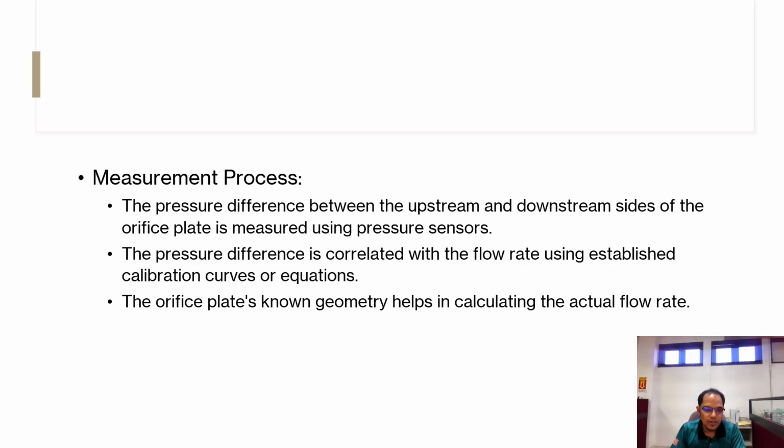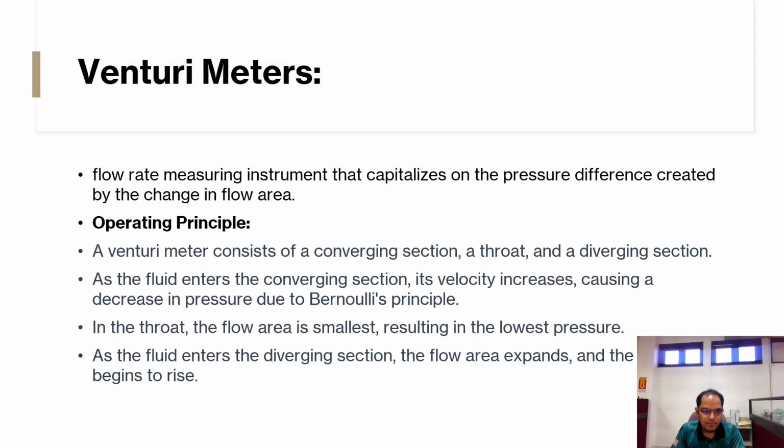Alright, so saya teruskan lagi. Ini ialah measurement process. The pressure difference between the upstream and downstream sides of the orifice plate is measured using pressure sensor, and the pressure difference is correlated with the flow rate using established calibration curve or equation. Okay, the orifice plate's known geometry helps in calculating the actual flow rate.